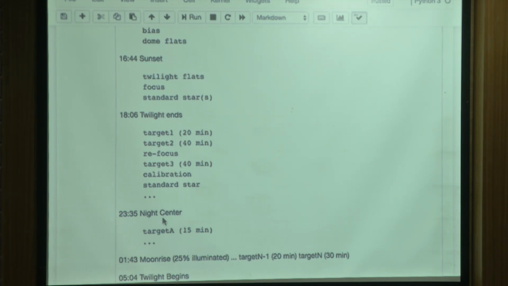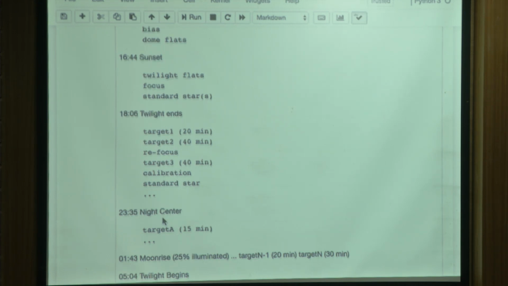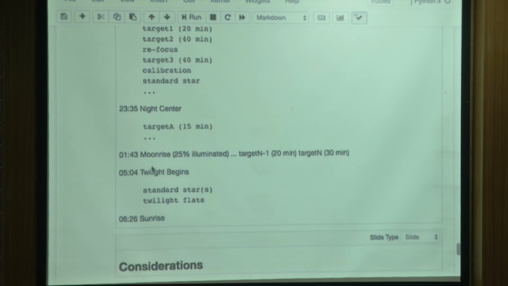When's the middle of the night? That's my halfway point. I need to know that by then I have to have half my stuff done. So I write that time down. When does the moon rise? Because the moon is annoying, right?